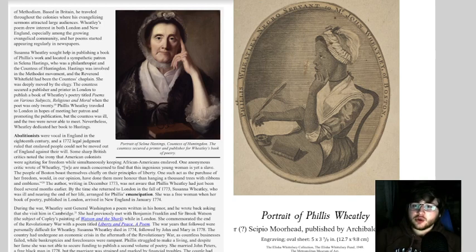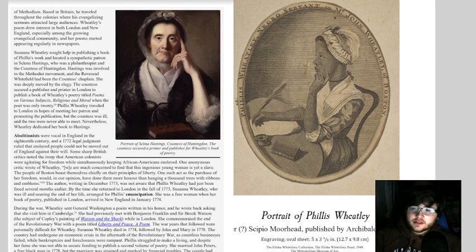Susanna Wheatley sought help in publishing a book of Phillis's work and located a sympathetic patron in Selina Hastings, seen to the right, who was a philanthropist and the Countess of Huntingdon. Hastings was involved in the Methodist movement, and the Reverend Whitefield had been the Countess's chaplain. She was deeply moved by the elegy.